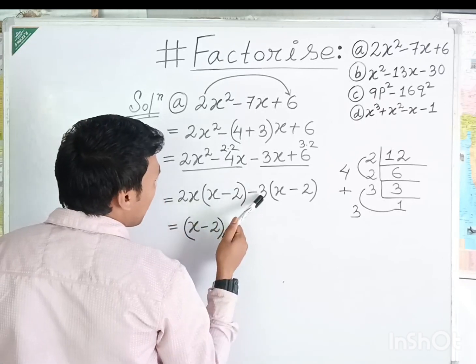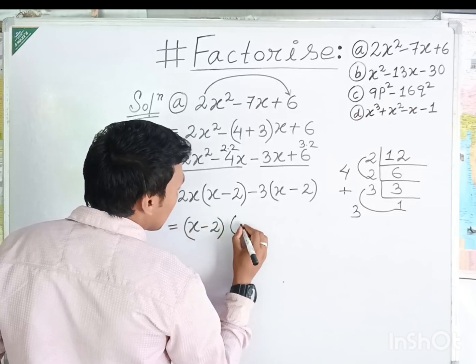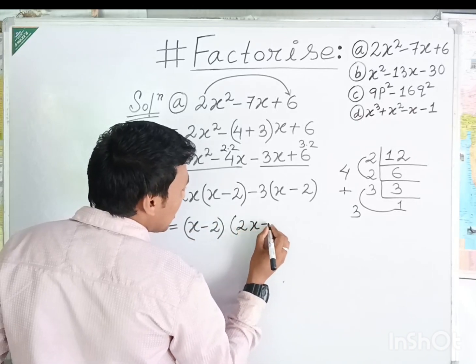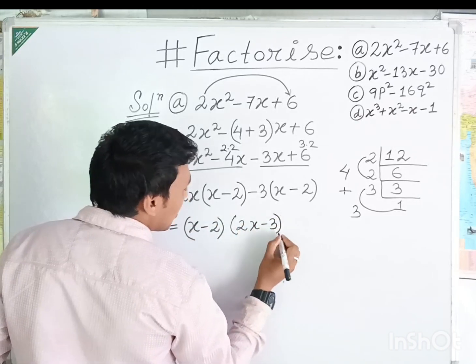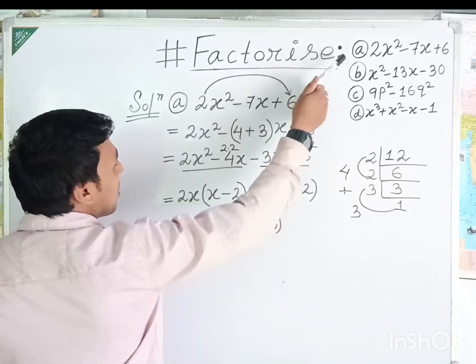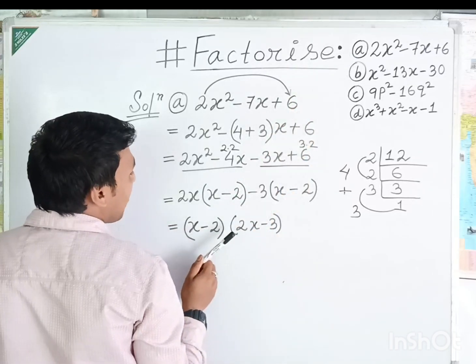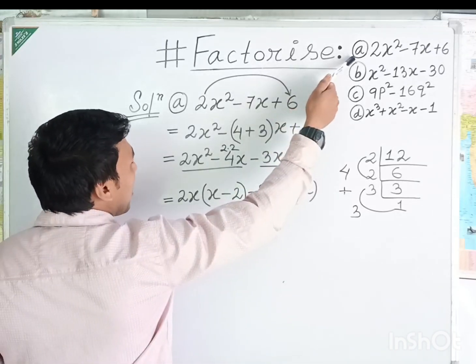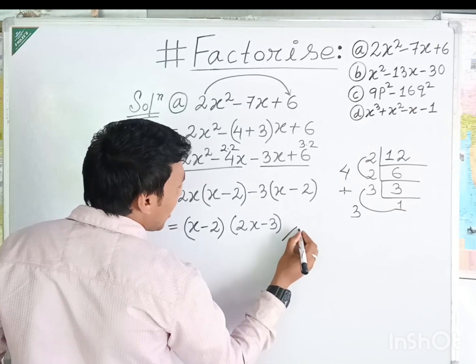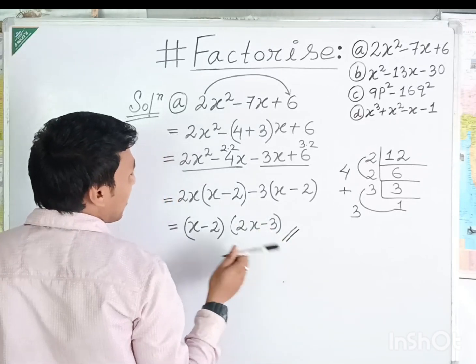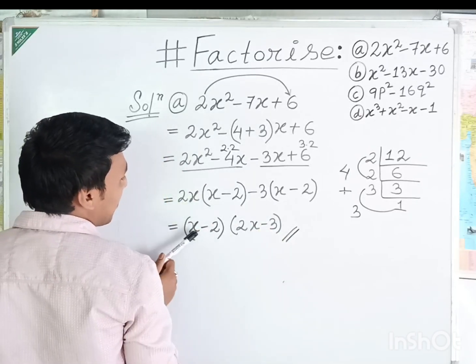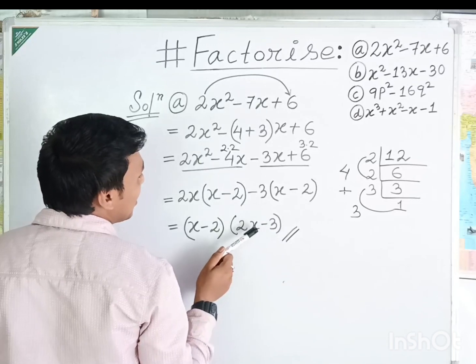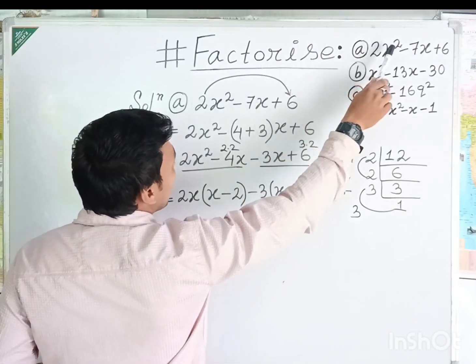And this you combine and write 2x minus 3. So this is the factor of this question number A. Finally, I have got the answer for question number A. So when you factorize or find factors, you have to do it in this way. So x minus 2 and 2x minus 3, these two are the factors of question number A.